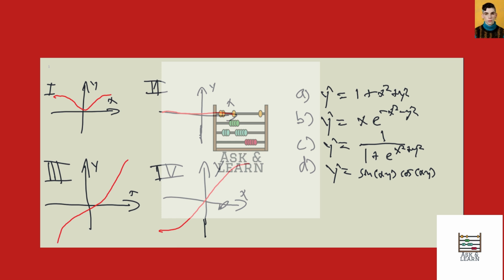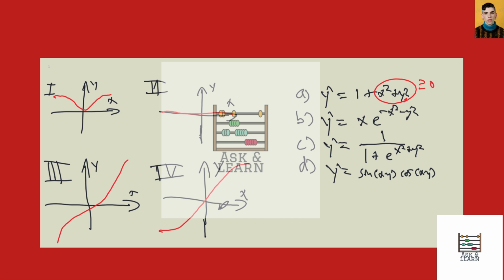Okay, so for A, first of all, we notice that y prime is going to be always greater than or equal to 1 because x squared plus y squared is always greater than or equal to 0. So any solution to this differential equation needs to be strictly increasing. That narrows our options down to either 3 or 4.